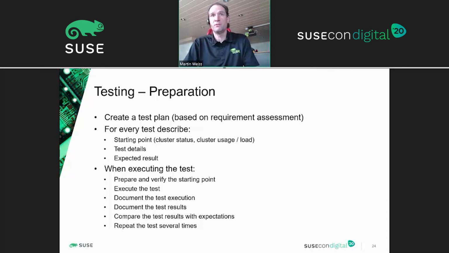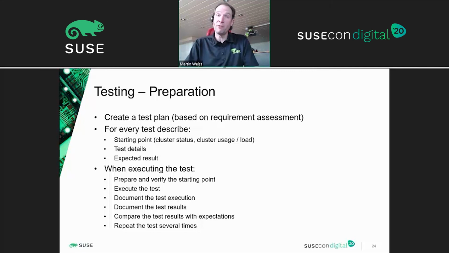Then you have to write down what you want to do during the test, power off data center 1. And you have to write down the expected result. So what is your expectation when you run this test? Then when you're executing the test, you have to prepare the starting point, execute the test, document whatever you test with timestamps, document the test results, and then compare the test results with your expectations.